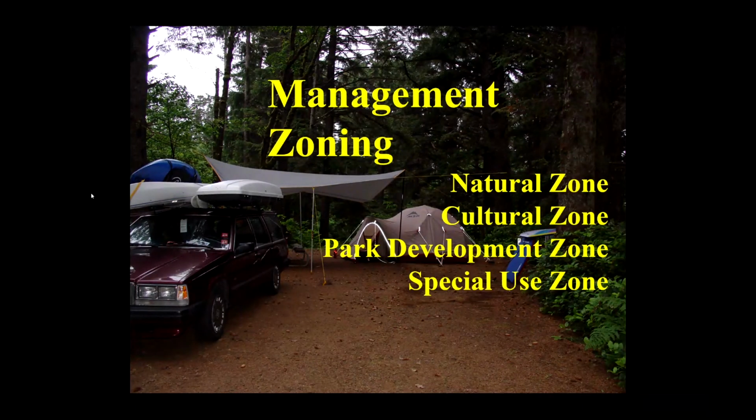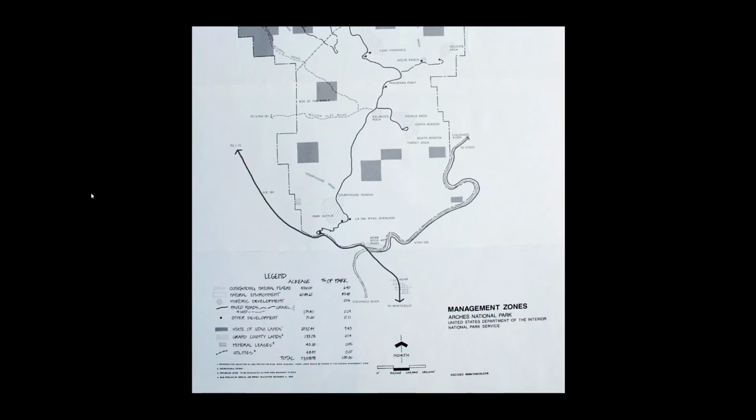All right, yes. So we're going to take a look at management zoning. This is different from recreation opportunity because this is National Park Service, who does not use the recreational opportunity spectrum. Each of their parks is unique, and each one is established uniquely. So there are differences from one park to the next. We're going to take a very specific look here at this is Arches, and look at their management zones.